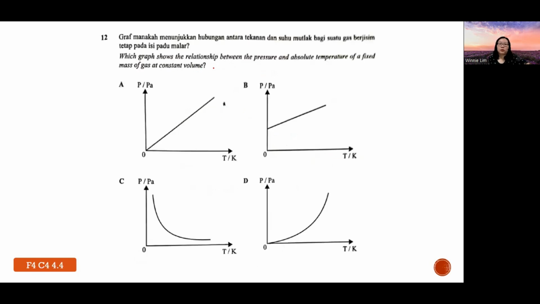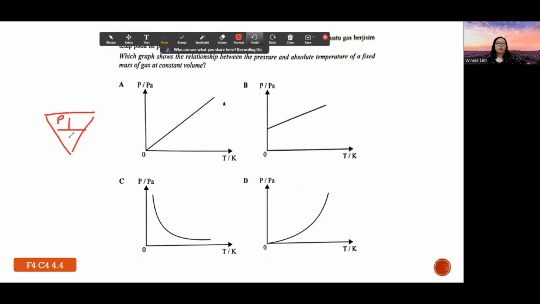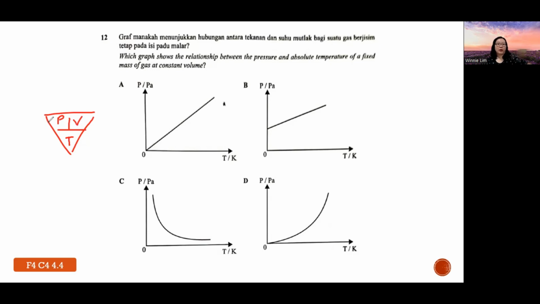Next, which graph shows the relationship between pressure and absolute temperature for a fixed mass of gas at constant volume? So this is under the idea of gas law. So teacher has this triangle P-V-T, and the three sides each represent a law, correct? Where I always tell you all this is what Guru Bahasa Cina. G stands for Gay-Lussac's law, B stands for Boyle's law, and C stands for Charles's law.